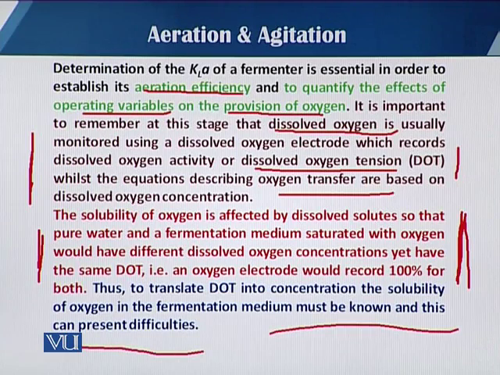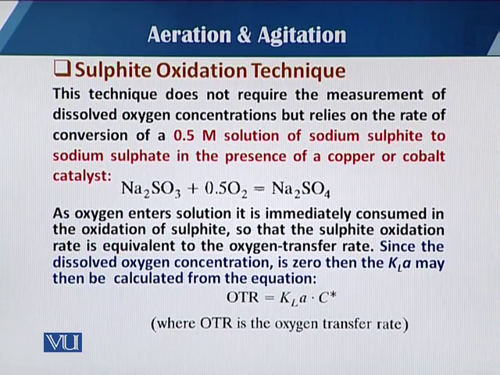In a later slide, you can see that the sulphite oxidation technique is also available to measure the dissolved oxygen. This technique does not require any measurement of the dissolved oxygen, but relies on the rate of conversion. It is a chemical method, mostly used in environmental experiments to know the dissolved oxygen present in lakes, etc. When oxygen enters the solution, it is immediately consumed by the oxidation of the sulphite, so the sulphite oxidation rate is equivalent to the oxygen transfer rate.